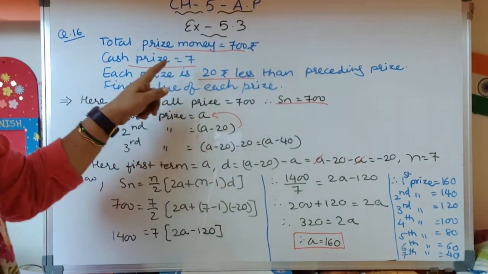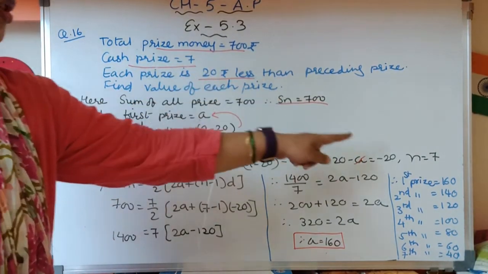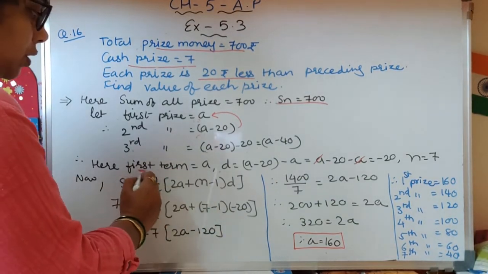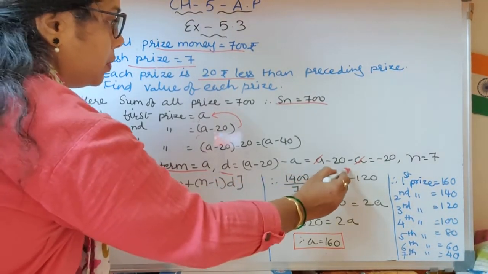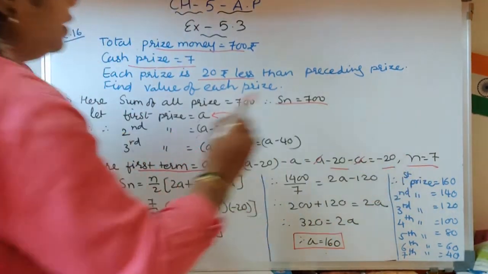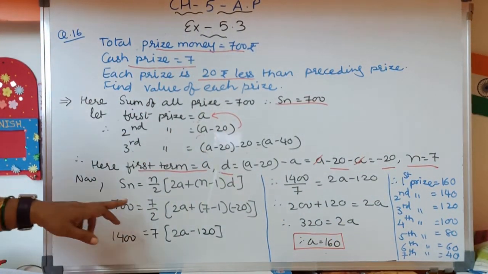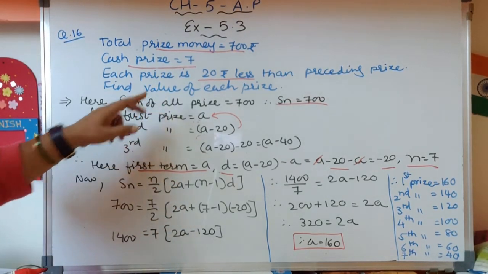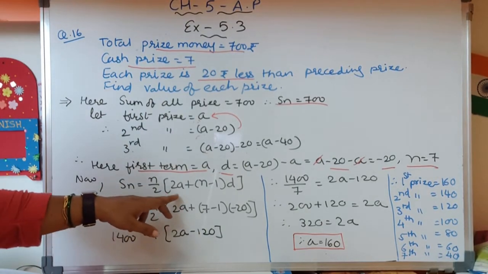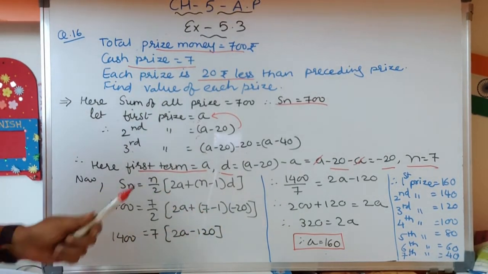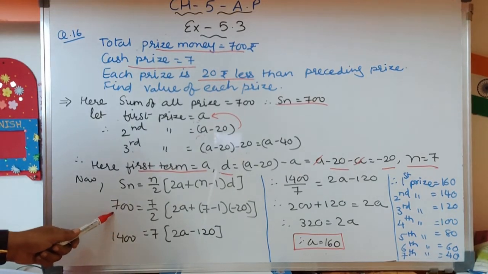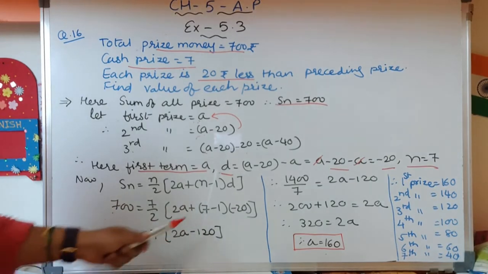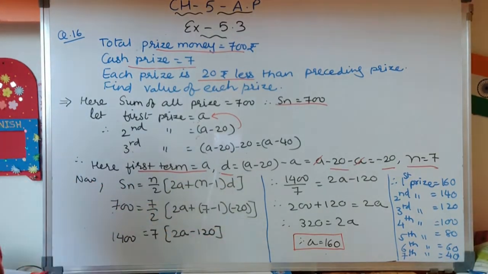And as we know the total cash prizes are 7. It means small n is equal to 7. So after getting the value of the first term, the value of D and the value of n, we can easily find out the first prize, or we can say the value of each prize. Now Sn is equal to n by 2 into the bracket. This formula we are going to use. Now here Sn is already given as 700, n is 7 by 2, and after substituting the values we find that the value of A is equal to 160.